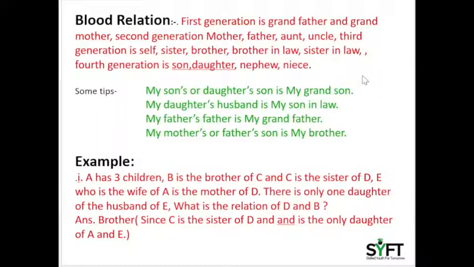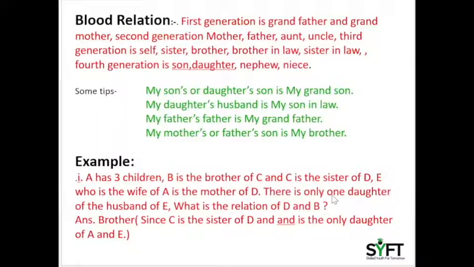For example, A has 3 children, B is the brother of C, and C is the sister of D. E, who is the wife of A, is the mother of D. There is only one daughter of the husband of E. What is the relation of D and B?